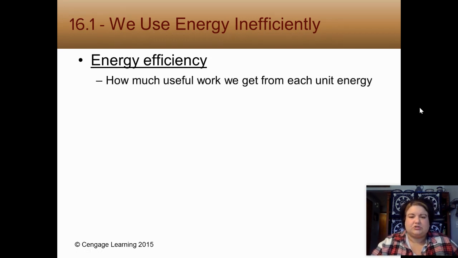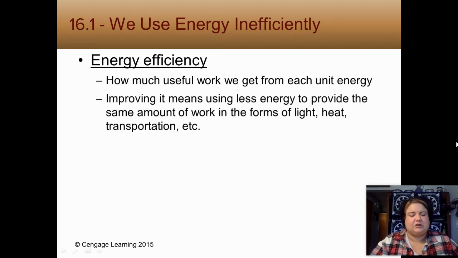You're looking at how much useful work we get from each unit of energy, from a joule or from a watt. Like, how much work do we actually get? Because not all that energy is transferred and usable. Okay? So when you talk about improving energy efficiency, which again, super important point, it will be a question on your next quiz. It's the best way to reduce unnecessary waste of energy. But when we improve it, it means that we're using less energy to do the same amount of work, whether that energy is in light or heat or transportation or whatever.